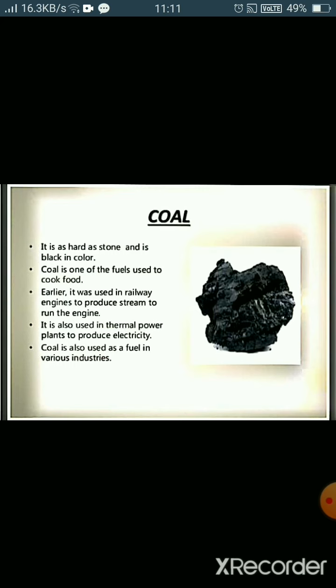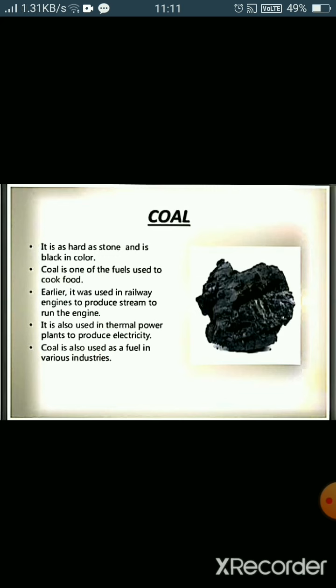So coal is a black and hard combustible substance. It is one of the fuels used to cook food. It is also used in railway engines to produce steam to run the engine, and in thermal power plants to produce electricity. It is also used in various industries like cement, paper, steel, iron, etc. So there are different uses of coal. It is also used as a fuel in vehicles.